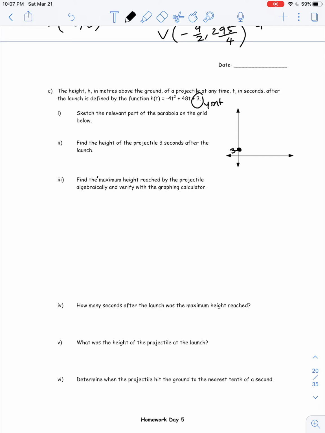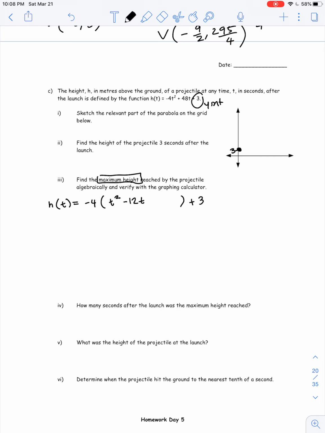Now I'm going to try to find that maximum height because that will give me a lot of information by changing it into vertex form. So just practicing that vertex form, you're going to divide out -4 from both the t values, and that's going to leave me with t squared. In my calculator, I'm going 48 divided by -4, and I get -12 t. Leave some space, plus 3.